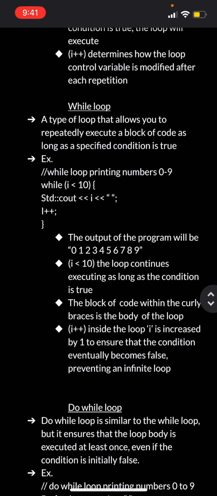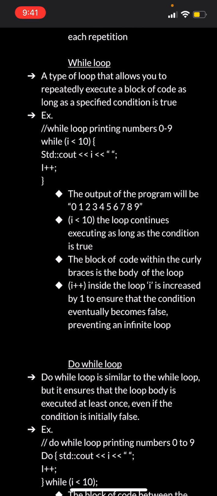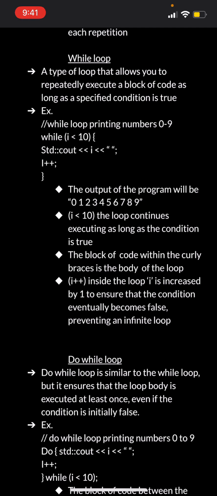So a while loop is a type of loop that allows you to repeatedly execute a block of code as long as a specified condition is true. So for example, in the code: while i is less than 10, std::cout << i << " "; i++. So the loop is printing numbers 0 to 9. The output of the program will be 0, 1, 2, 3, 4, 5, 6, 7, 8, 9.